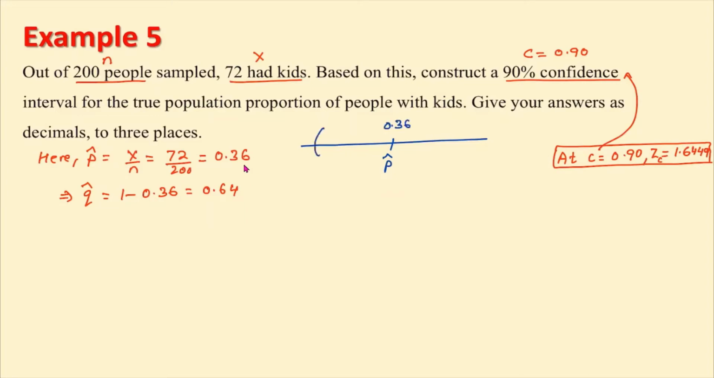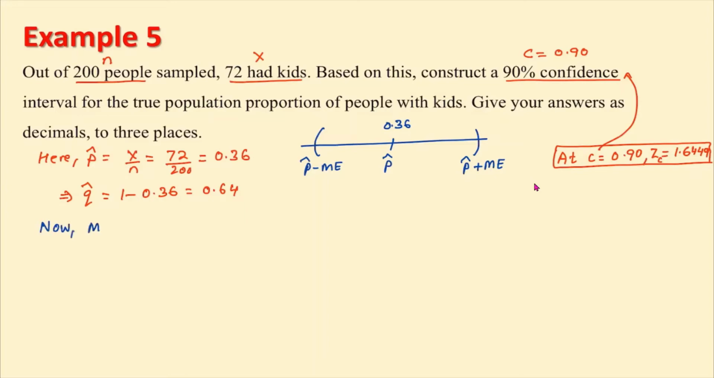And for the interval, we have to find the lower boundary and the upper boundary. Lower boundary is P hat minus the margin of error, and upper boundary is P hat plus the margin of error. So what we need is, we already have P hat here, so we need to find the margin of error so that we can subtract that or add that to get the lower and upper boundary. So now let's find that margin of error.